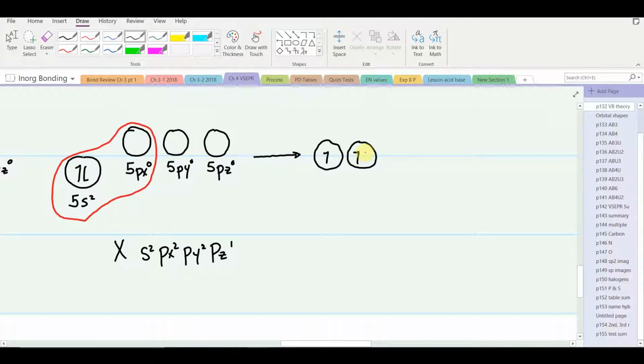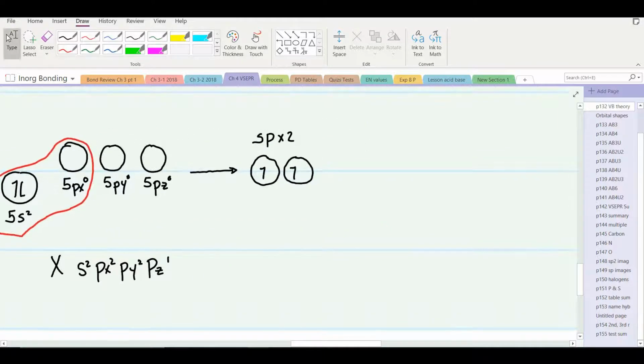What do we call these hybridized orbitals? They're created by mixing together an s and a p. They're called sp hybridized orbitals, and there are 2 of them. What about the py and the pz orbitals? Well, they're still here. They're just empty. They don't really get involved in bonding. 5pz0. So now these half-filled orbitals can overlap with a half-filled orbital of bromine.